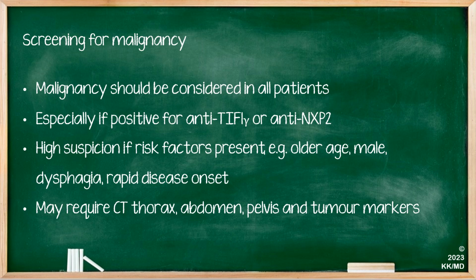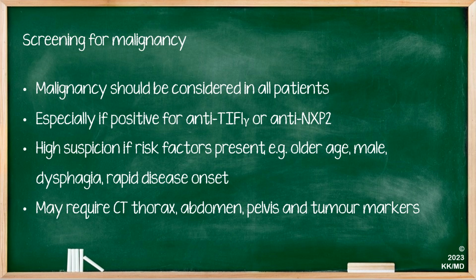As we've discussed previously, dermatomyositis may be associated with malignancy, and this should be really considered in all patients with a new diagnosis of dermatomyositis. It's especially important if the patient is positive for two particular antibodies, which are TIF1 gamma and NXP2. You should also have a higher suspicion if there are certain risk factors present, for example, older age, male patients, dysphagia, and a rapid disease onset.